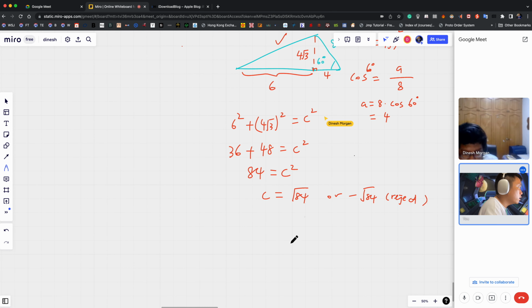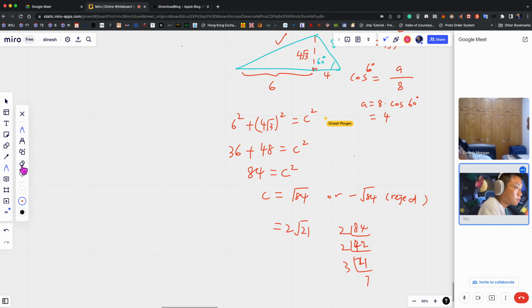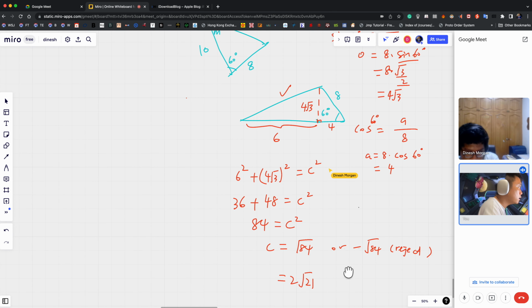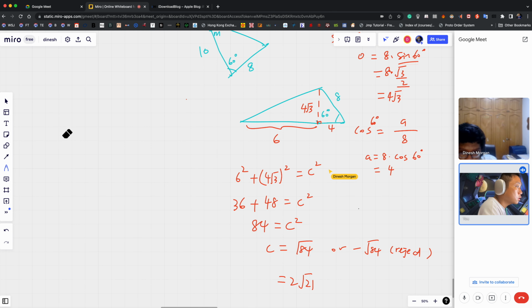So for square root 84, let me just do prime factorization. So 84 to 42 to 21. So it's 3, 7. So it's 2, 21. Okay? So once you get this 2 square root 21, then you just write it down here.